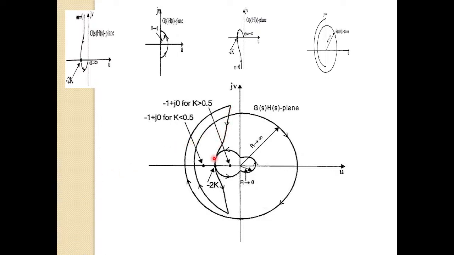See, this is our C1. This is our C2. This is our C3. This is our C4. I hope you are able to understand. I'm trying my best to explain this concept. So C1 section from here to here, C2 section, C3 section, arrow marks are important. Next, C4 section. So this is my complete Nyquist contour.